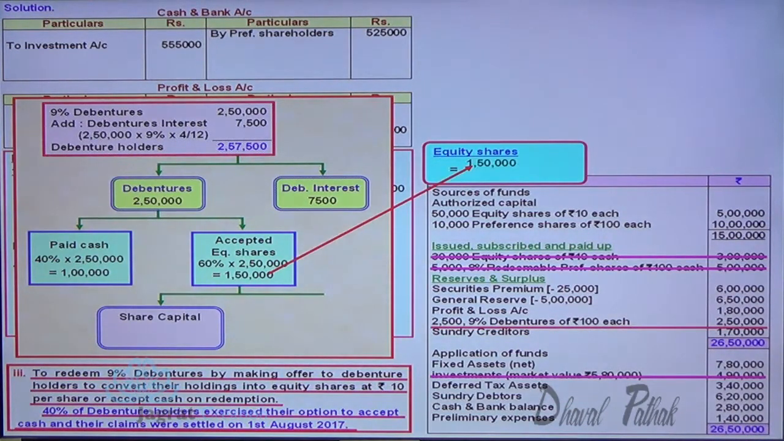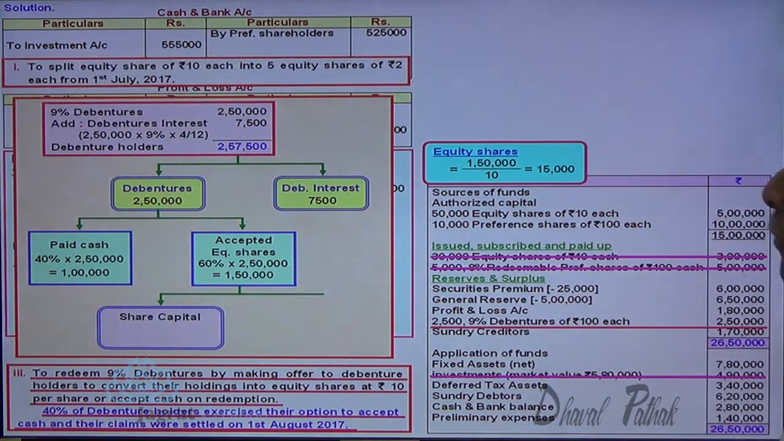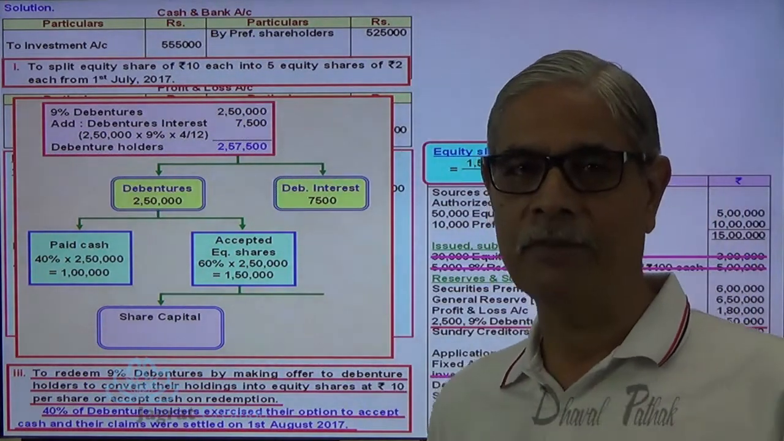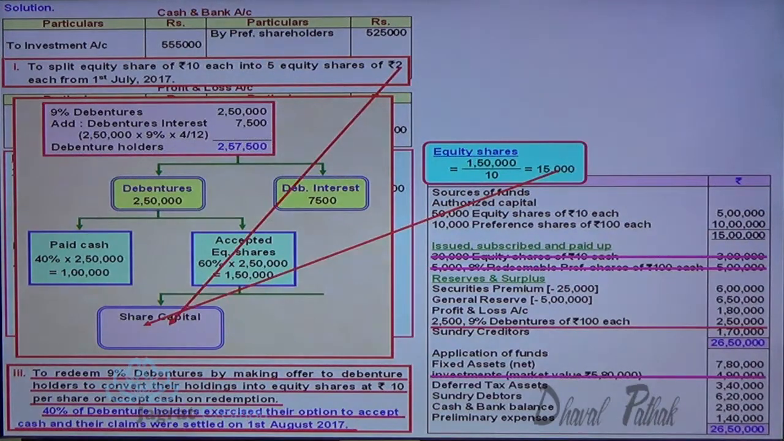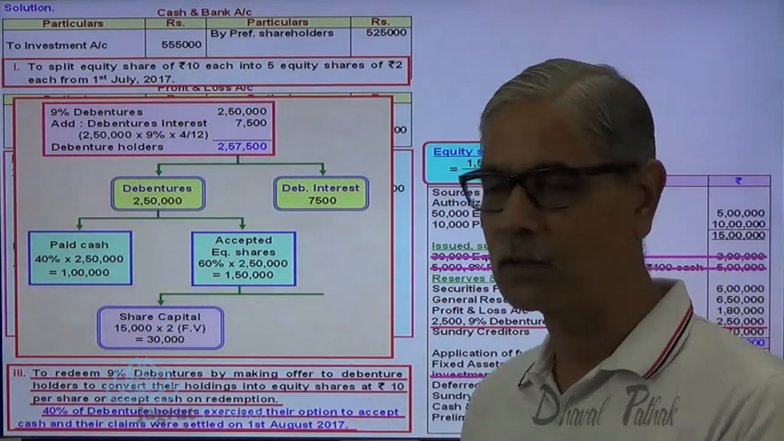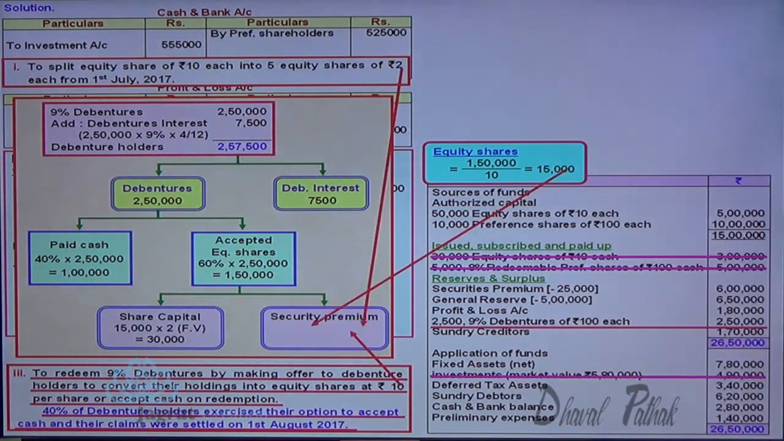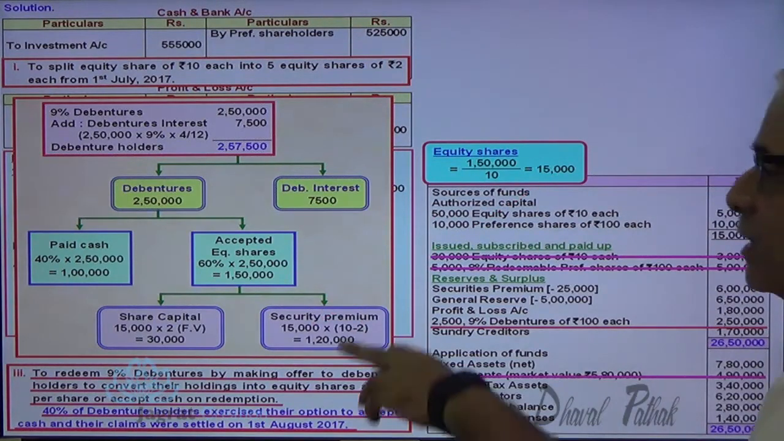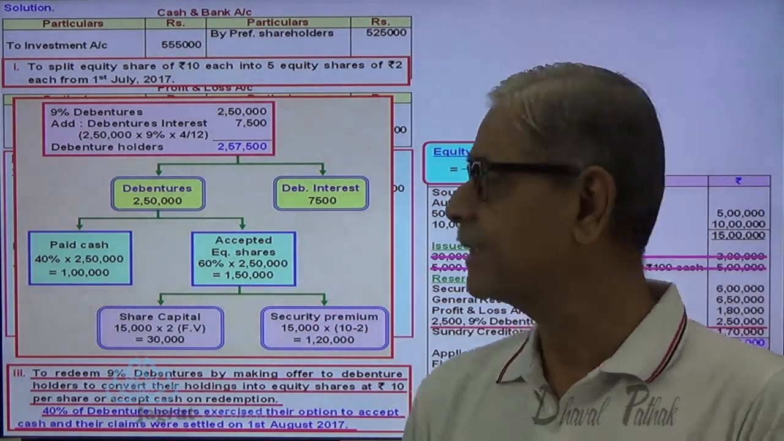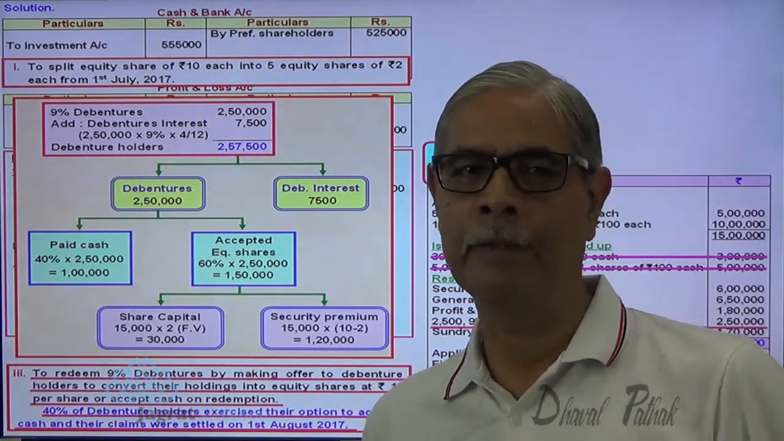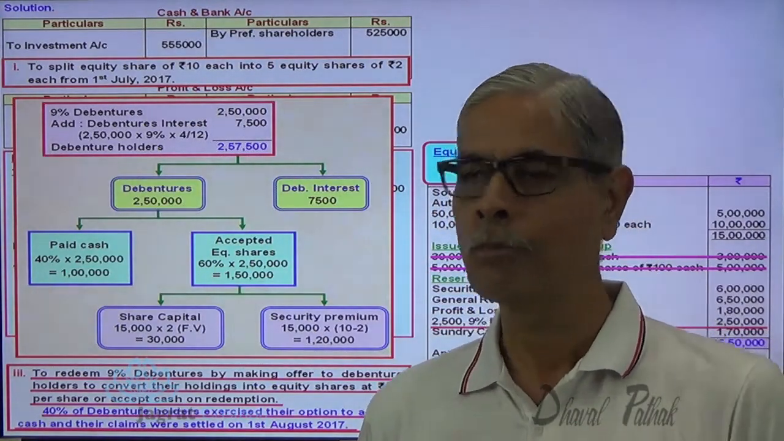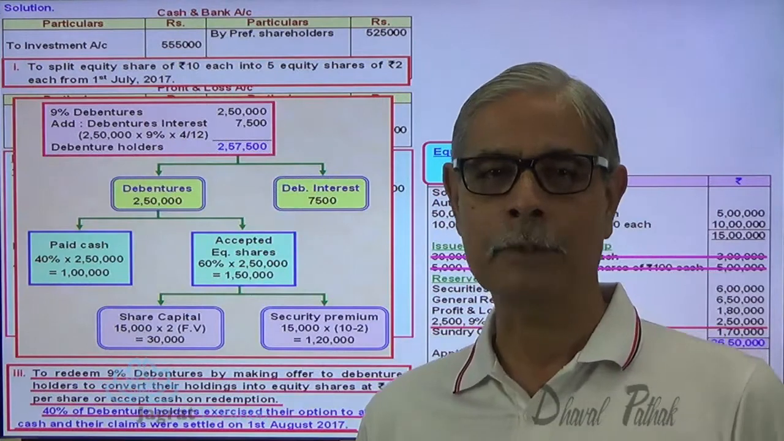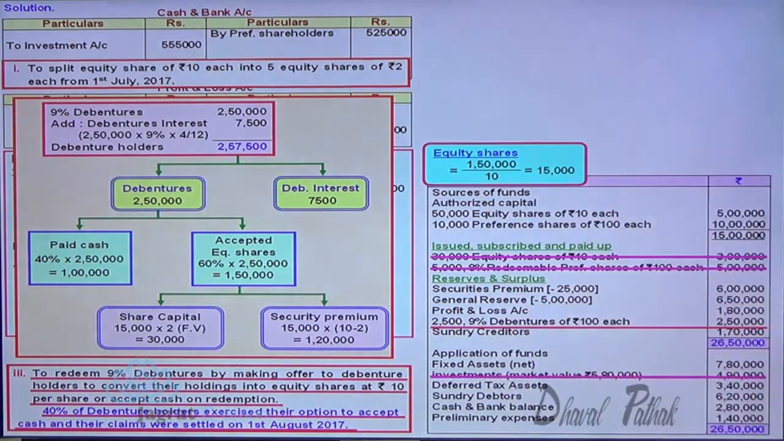So 1,50,000 is to be paid by way of equity shares. The exchange value determined for the share is 10. So the number of shares given are 15,000. It was split in the share of rupees 2 in the first transaction. So 15,000 into 2 is the equity share capital, 30,000. And 15,000 into 8 is the security premium, 1,20,000. This is the security premium. This is how this transaction is being explained by preparing a working note. On the basis of this explanation, let me write down the journal entry.